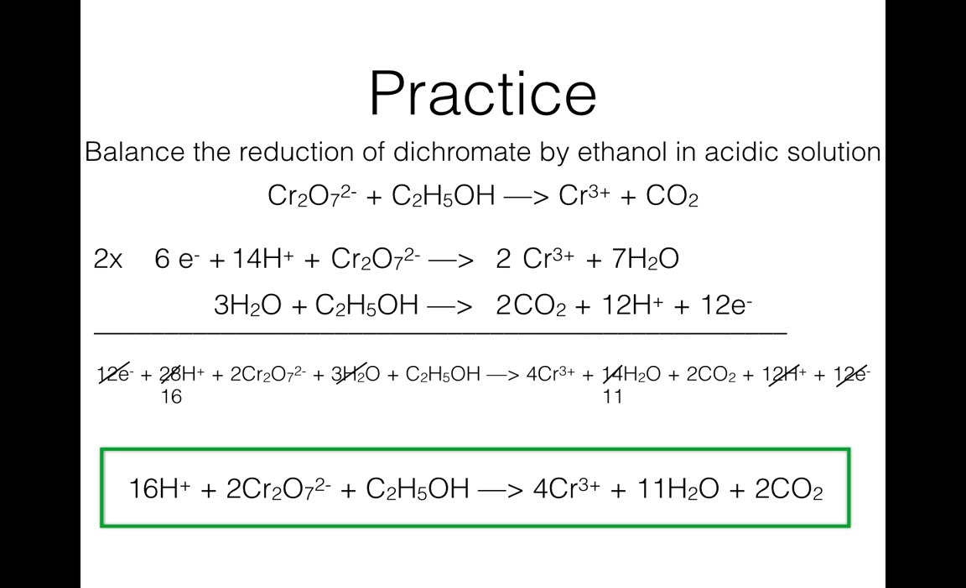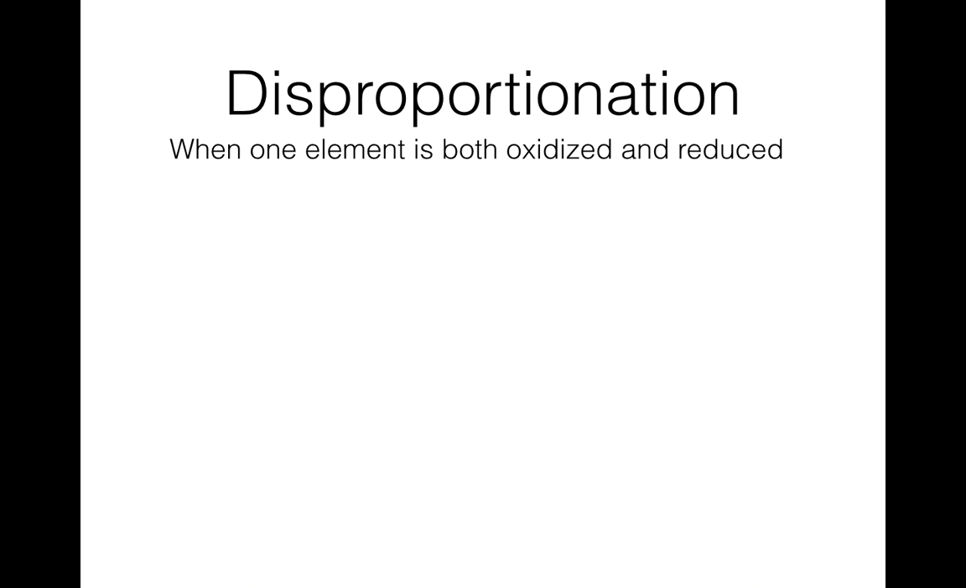Now there's one last thing to look at, and it's an interesting type of redox reaction. It's called disproportionation, and what that means is that one element is going to be both oxidized and reduced. So we're oxidizing and reducing the same element. I can give you an example of what that might look like.